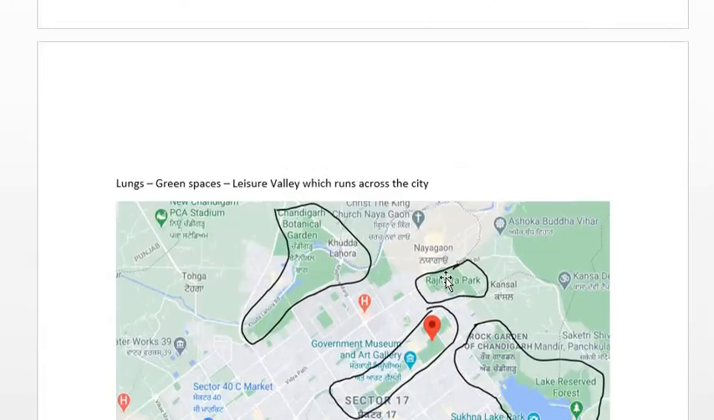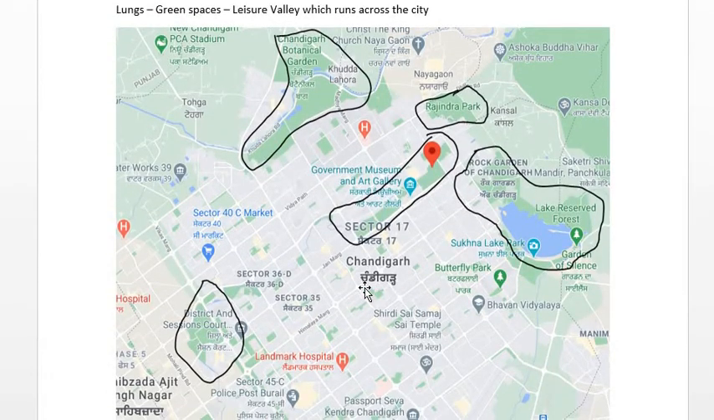Now coming on to the lungs. The primary work of the lungs is to purify the air, and they rightly represent the green spaces of Chandigarh. As you can see, there are various green places in and around Chandigarh. The areas marked here are of ecological importance, and the major prominent place in Chandigarh is the Leisure Valley, which runs across the city. Here is the Leisure Valley, and it goes through the city of Chandigarh. This whole stretch is the Leisure Valley.